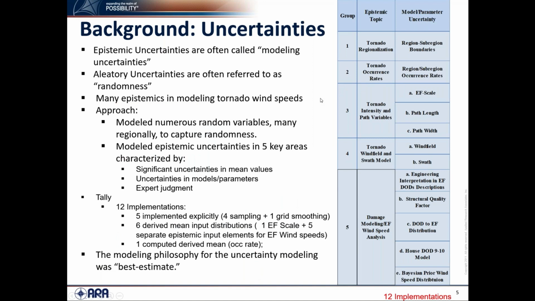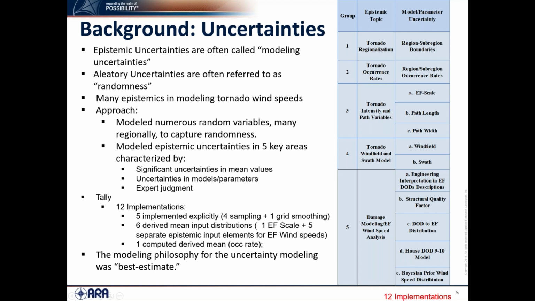Briefly, one of the things that the Nuclear Regulatory Commission is particularly interested in is a requirement for development of hazard maps for their application: explicit treatment of the modeling uncertainties, the epistemic uncertainties. Of course, we are always considering the aleatory uncertainties, which is basically the randomness of the tornadoes. As we're going to see, this table on the right shows some of the areas where we've highlighted where we explicitly considered these uncertainties.